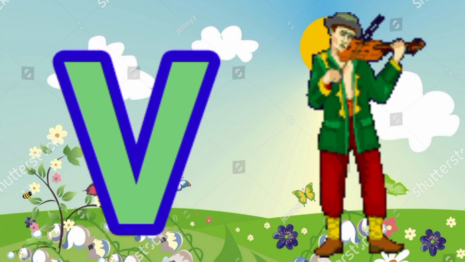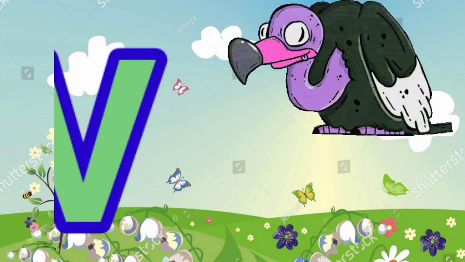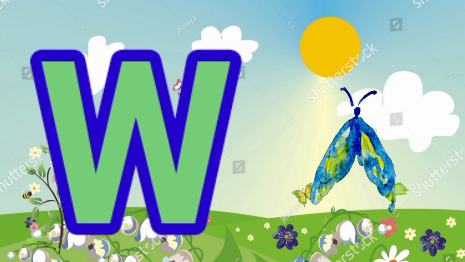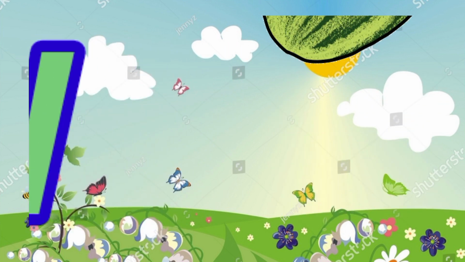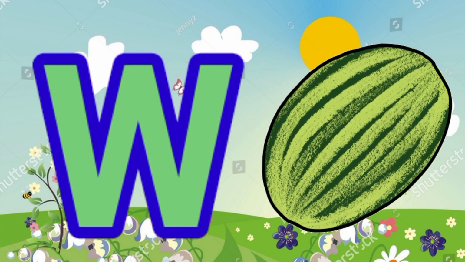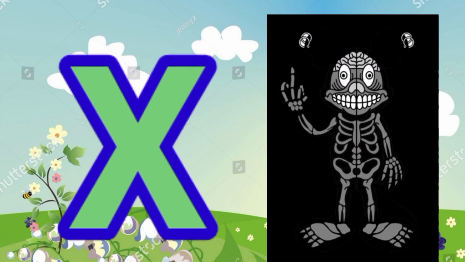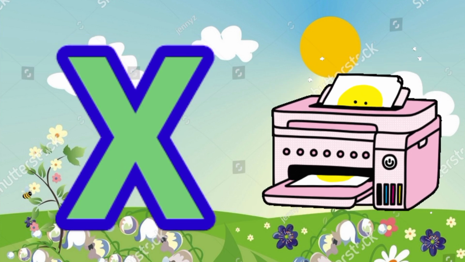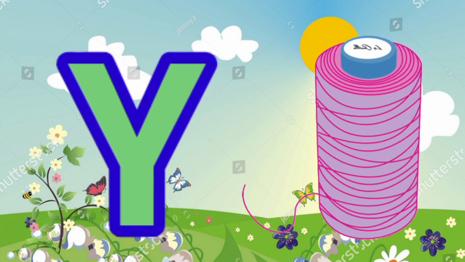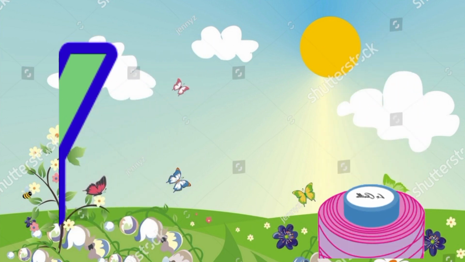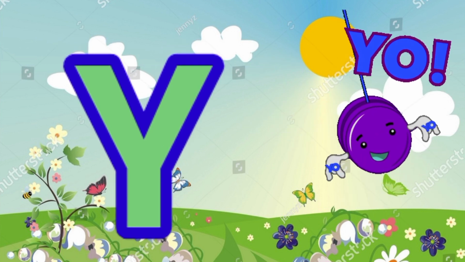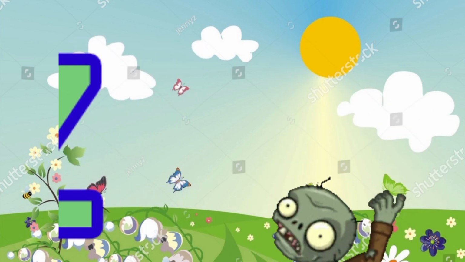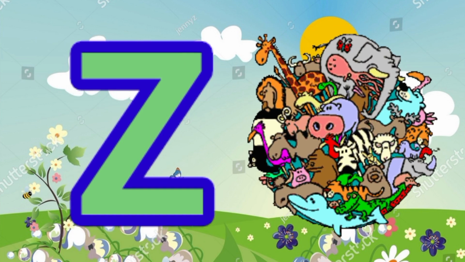V for violin. V for vulture. W for wings. W for watermelon. X for x-ray. X for giraffes. Y for yarn. Y for yo-yo. Z for zombie. Z for zoo.